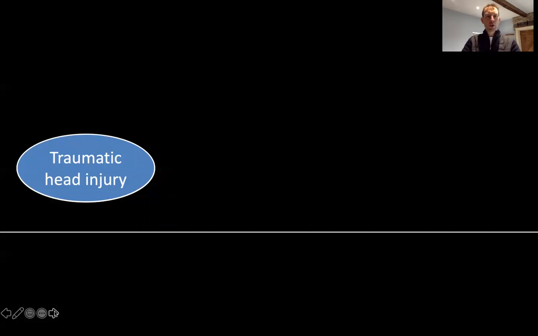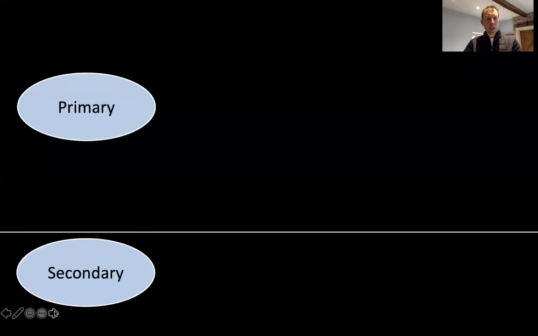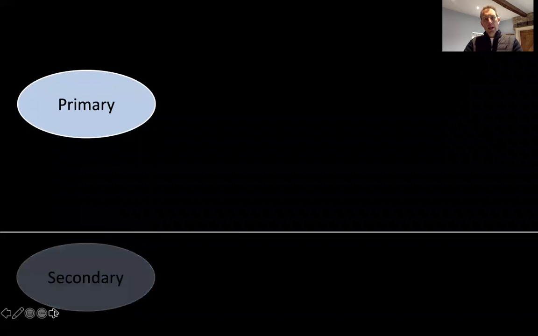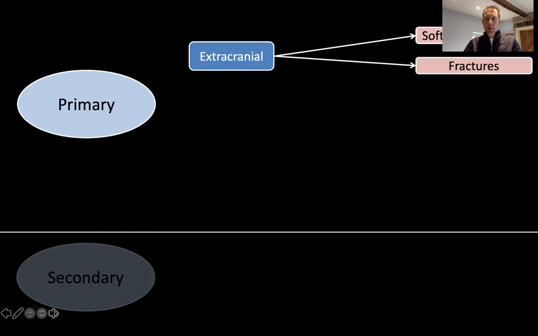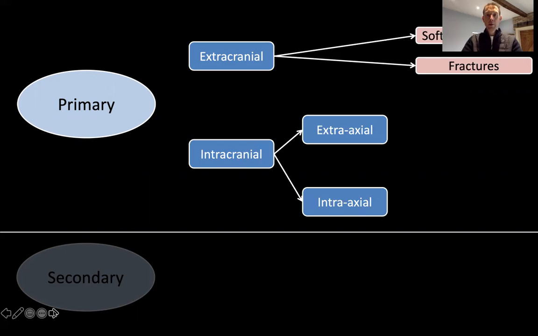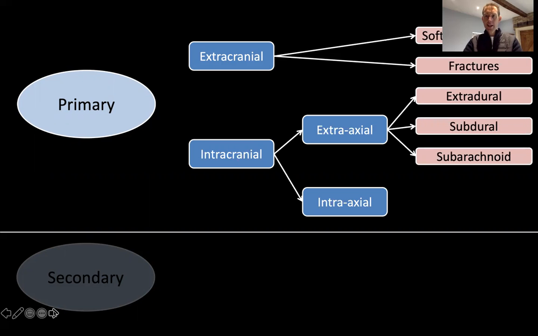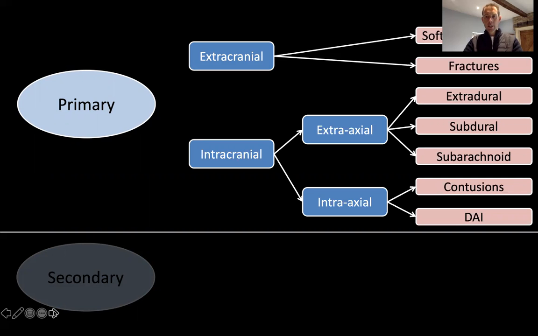Essentially, when we're talking about traumatic head injury, we divide it into primary and secondary injury. Primary injury can be described as extracranial, when we talk about soft tissue swelling and fractures, or intracranial. And here we're talking about extraaxial or intraaxial pathology. The extraaxial is hemorrhage in the extradural, subdural, or subarachnoid space, and the intraaxial is direct brain injury, such as contusions or diffuse axonal injury.